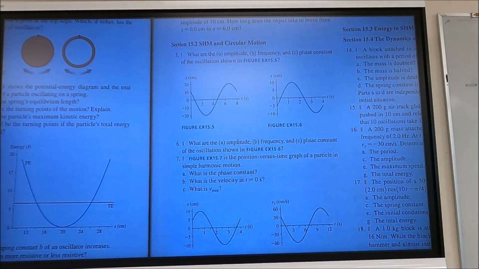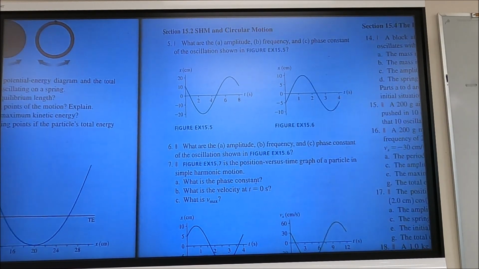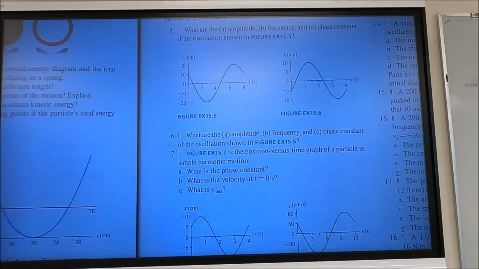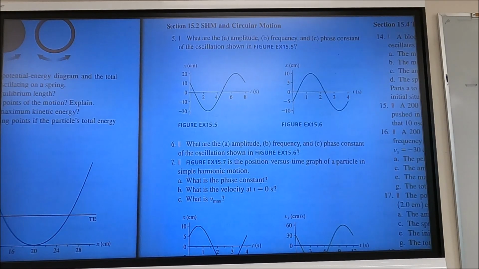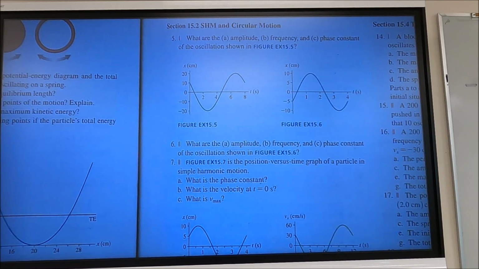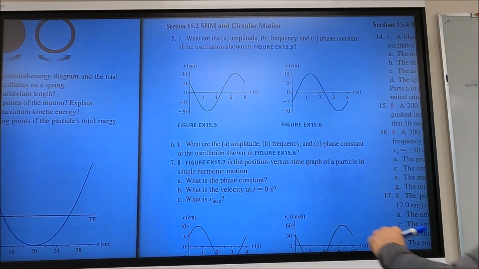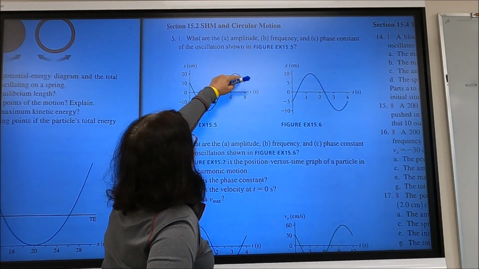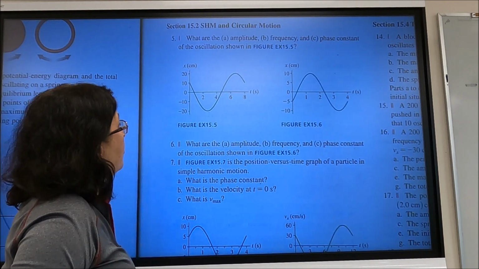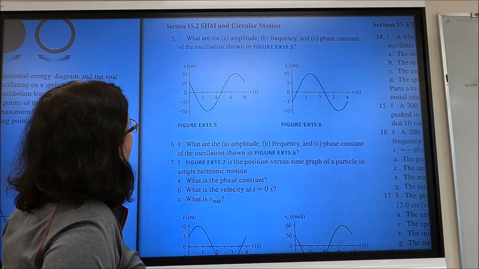Okay, let me see if I can blow this up just a little bit more. All right, guys, it says, what is the amplitude, frequency, and phase constant for the oscillation? If we look at the amplitude, I'm just going to read this off to you. You can see the amplitude is 20 centimeters. Just read that from the graph.